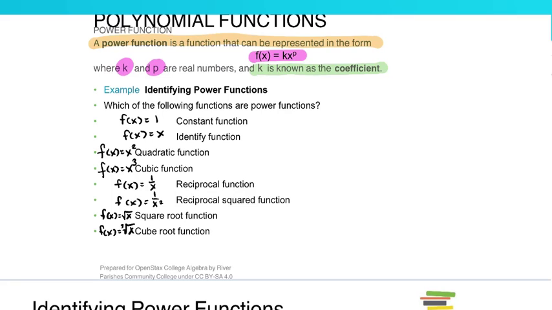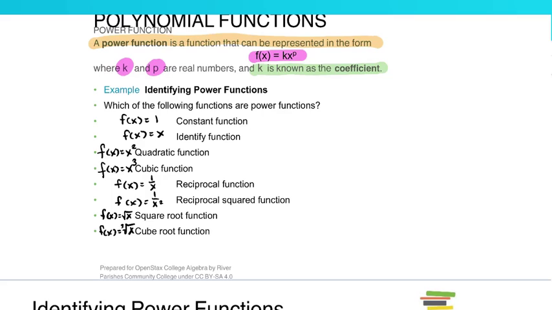So we start right off the bat with an example identifying power functions. Which of the following functions are power functions? And if you'll look at this list, you may recognize our toolkit functions from chapter 3. So we have the constant function, the identity function, the quadratic function, cubic function, reciprocal and reciprocal squared, square root, and cube root functions. So looking at these, which ones do you think are power functions?